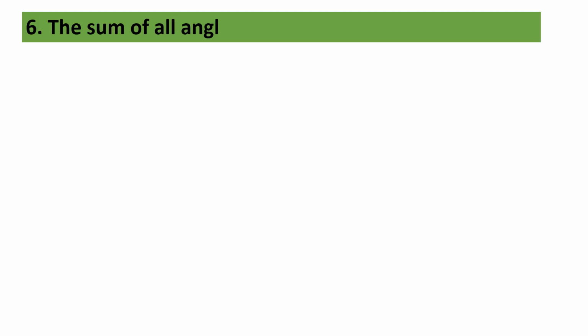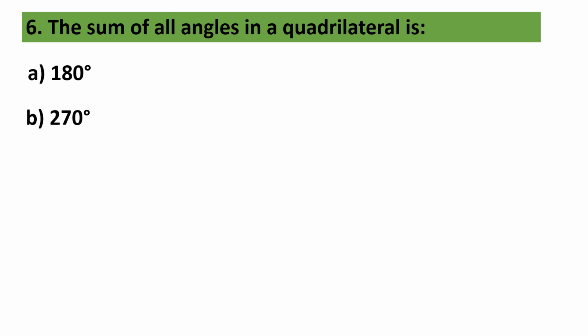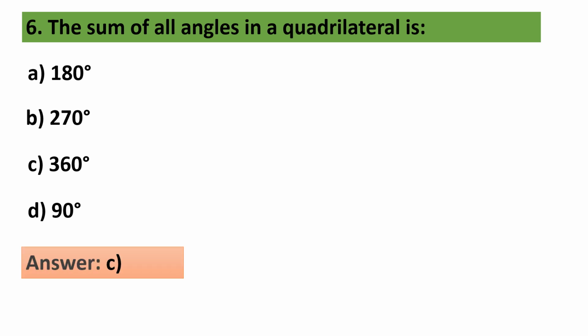Question number 6. The sum of all angles in a quadrilateral is: A 180 degree, B 270 degree, C 360 degree and D 90 degree. Sum of all angles in a quadrilateral is, and the answer is 360 degree.